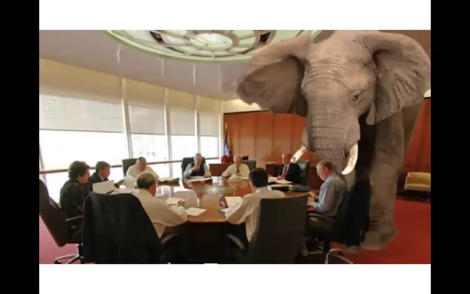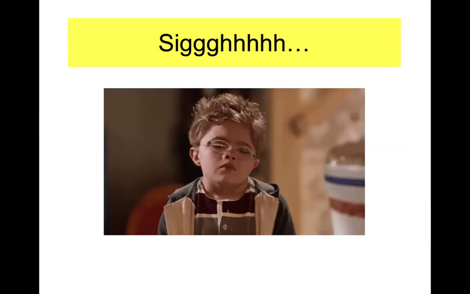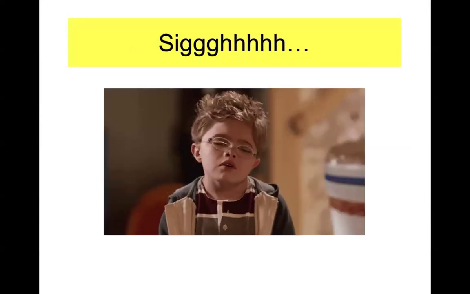Okay. The elephant in the room is, well, what happens if it's not centered at (0, 0)? So all of these answers right here are where the vertex is at (0, 0). I'm not going to prove it to you. I'm just going to give you the table itself. It is a new table, so if this one has 4a, the next one is going to have 4a as well.